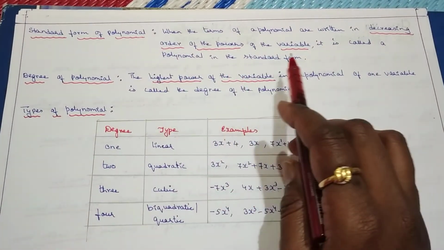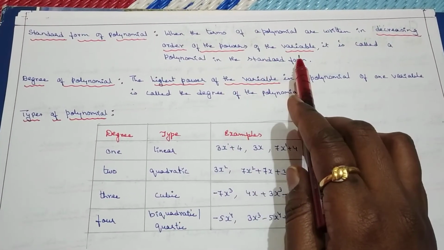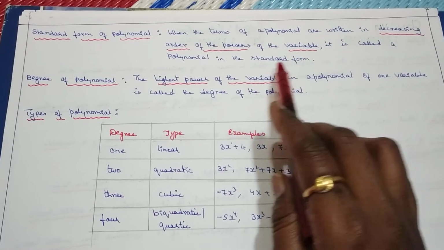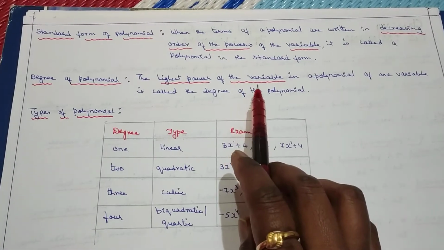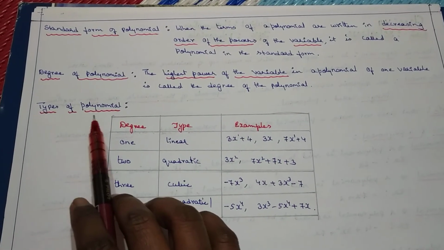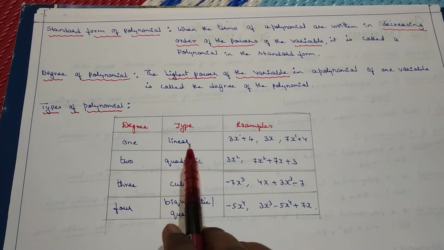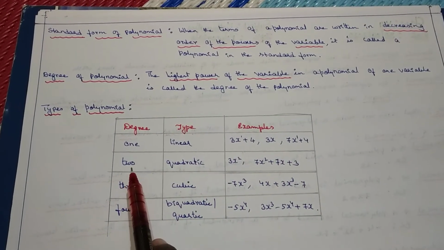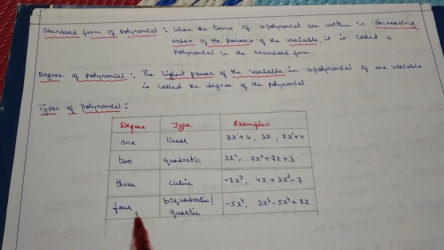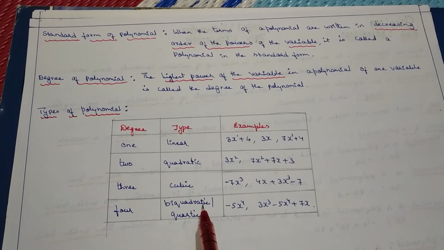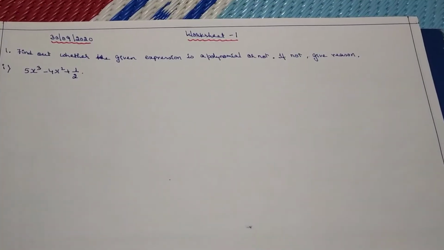Standard form of a polynomial means the powers of the variable are in decreasing order. Then degree of a polynomial means the highest power of a variable in a polynomial. Based on the types of polynomial, if the degree is 1, then we call it a linear polynomial. These are the examples. Degree 2, quadratic, examples. Degree 3, cubic, examples. Degree 4, biquadratic or quartic, and these are the examples. So now we'll move to the worksheet.